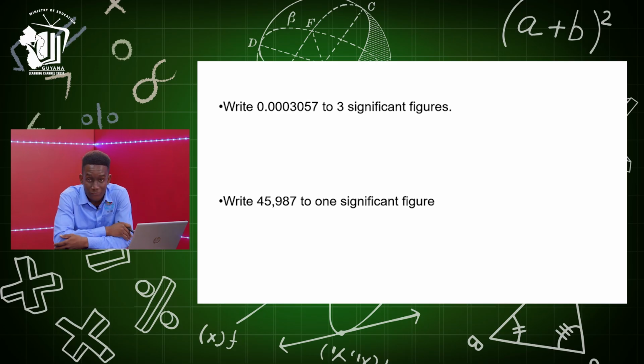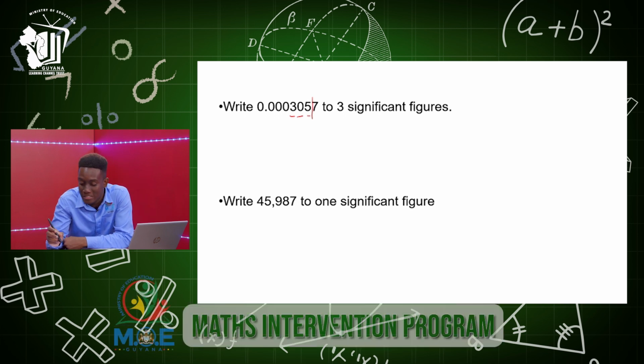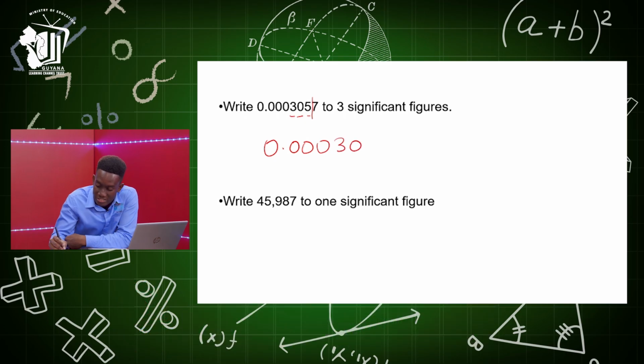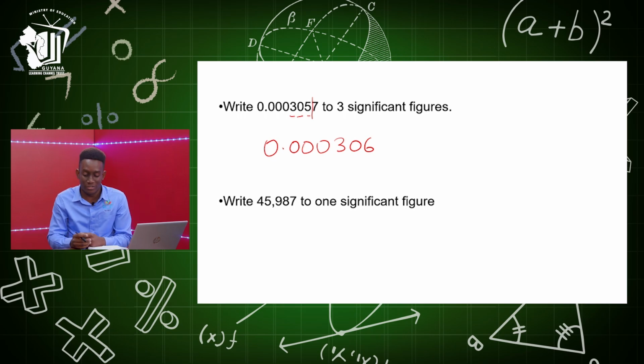So we start counting from the first non-zero digit. So we ignore all the zeros and we start from the 3 and we count 3 digits. So this will be 1, 2, 3. And then we look at the number after where we stop, which is 7. So we add 1 to the previous one, and this would be 0.000306. We add 1 to the 5, it will become 6. And this is correct to 3 significant figures.